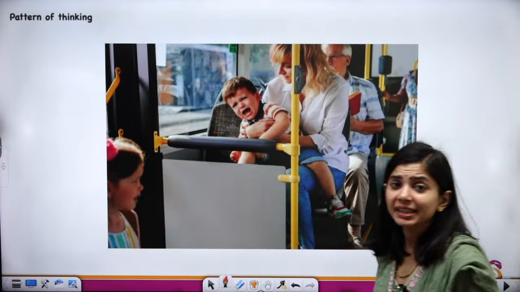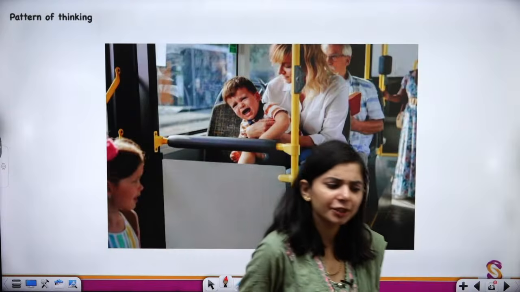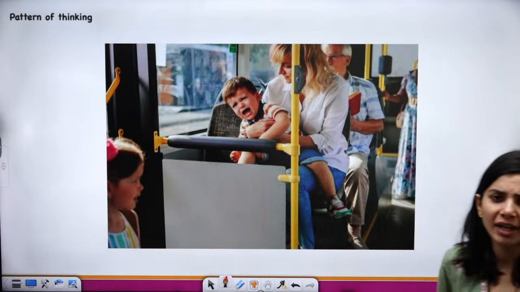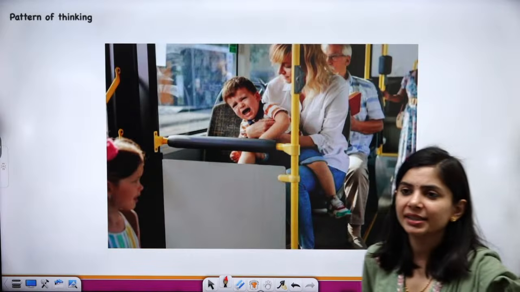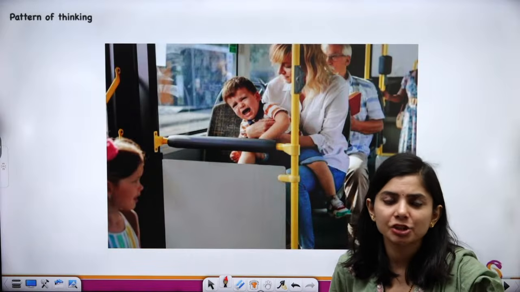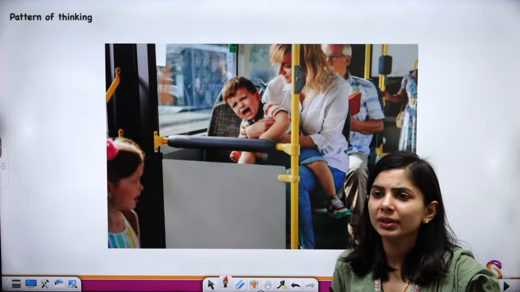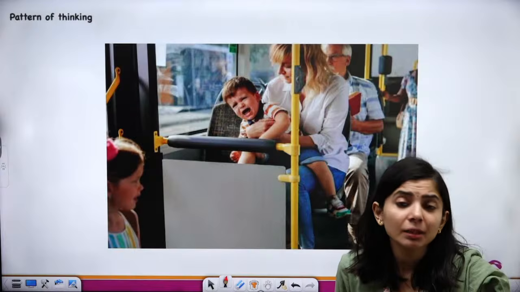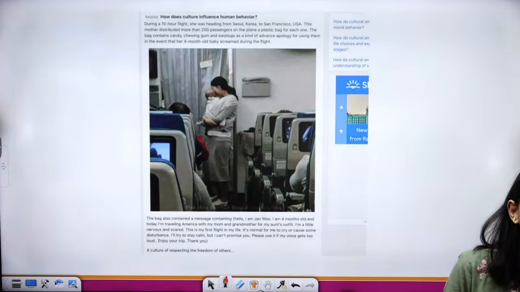Like for example, in India, people are not thinking much about the privacy of others. Here you can see that people who are traveling in buses, in railways, they feel that they have the privilege or the right to annoy others or to create sound or to disturb others. But this pattern of thinking is not found in the culture of South Korea and Japan.